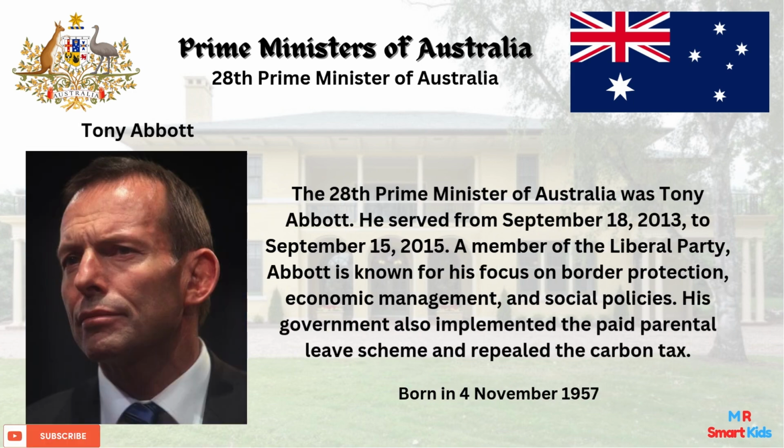The 28th Prime Minister of Australia was Tony Abbott. He served from September 18, 2013, to September 15, 2015. A member of the Liberal Party, Abbott is known for his focus on border protection, economic management, and social policies. His government also implemented the paid parental leave scheme and repealed the carbon tax. He was born on November 4, 1957.